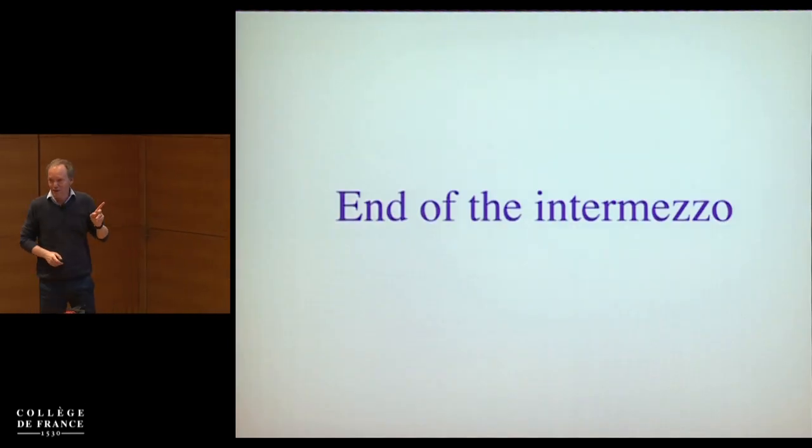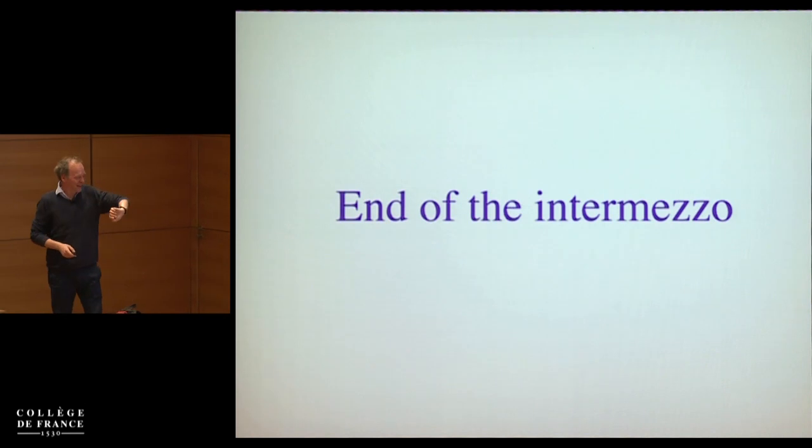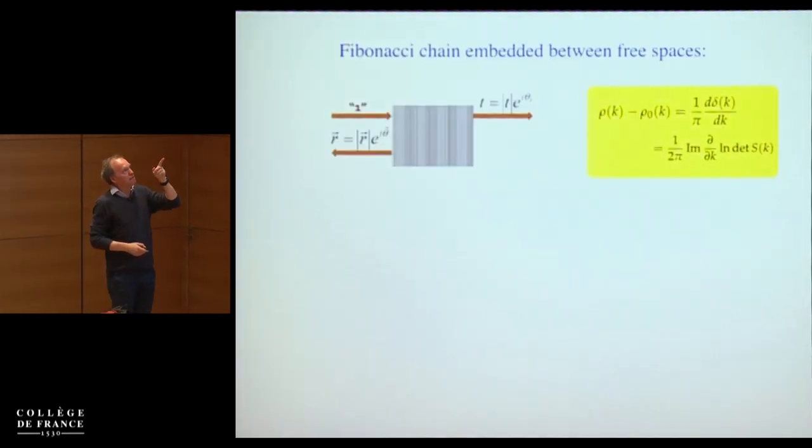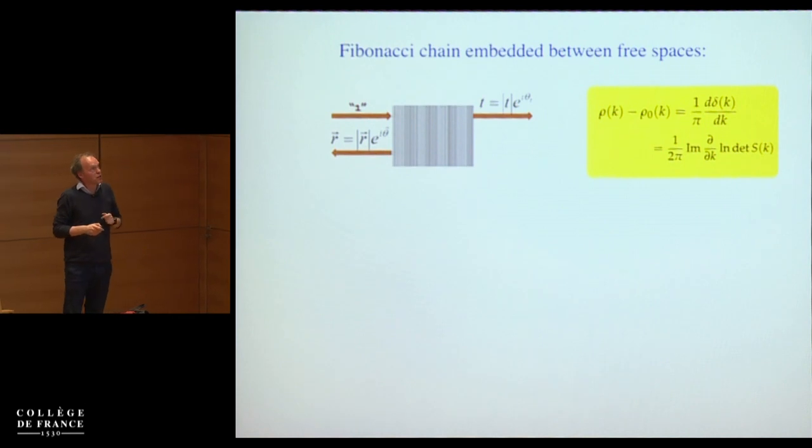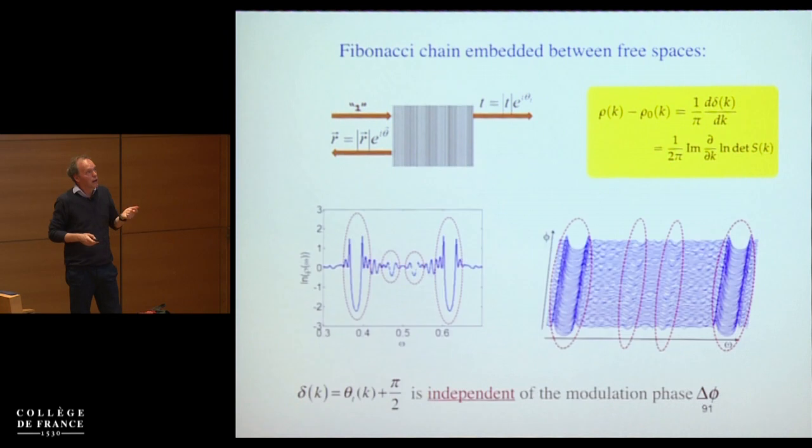Okay, this is the end of the intermezzo. So now, for those who went... Fibonacci. This Fibonacci chain that we had, we can embed it between two free spaces. There we have this transmission coefficient, transmission phase, and reflection phase, and we know that the density of states is just given by this kind of formula. And this generates this spectrum. This is, in fact, the way we calculated the spectrum of the Fibonacci chain. And the total phase shift here, which is associated to this transmission phase, is independent of the modulation phase. Therefore, the spectrum does not depend on delta phi.